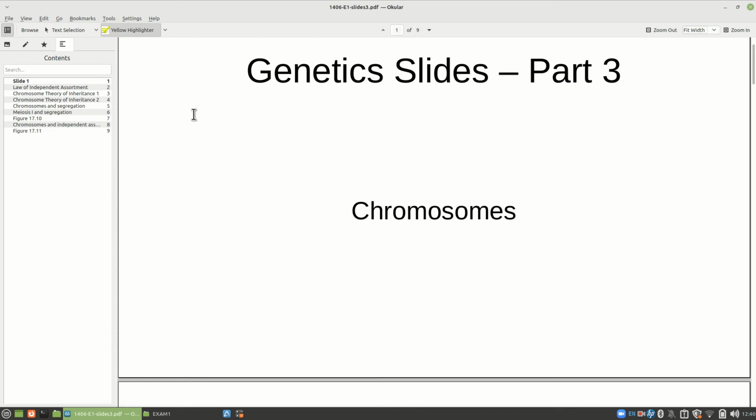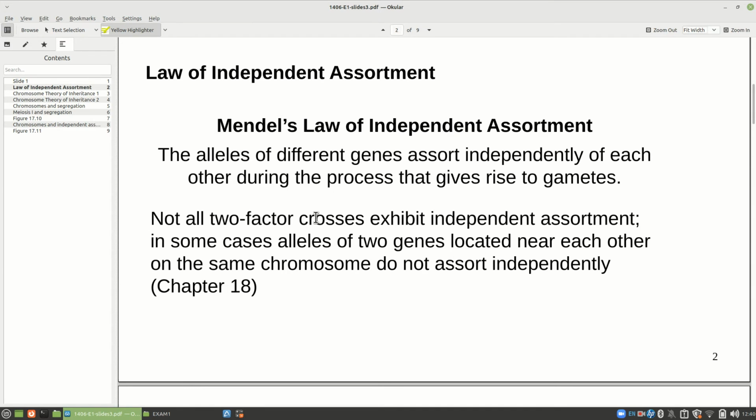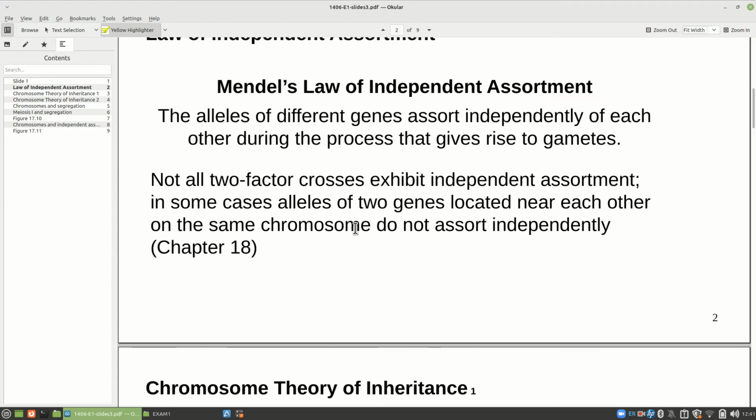All right, we're back with part 3 of our genetics slides, and here we're going to talk a little bit about chromosomes. So, independent assortment, we kind of had segregation before. Independent assortment is very similar. It's important when you have two-factor crosses, which we haven't done, but it just means that some of these factors travel together. You can think of it that way.